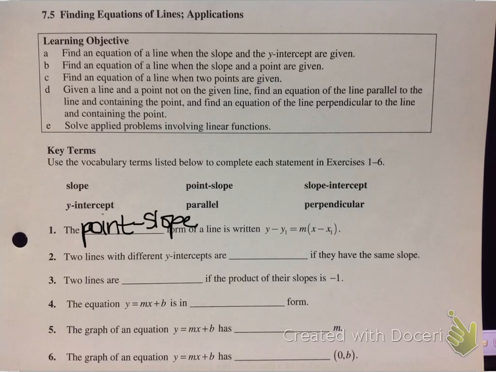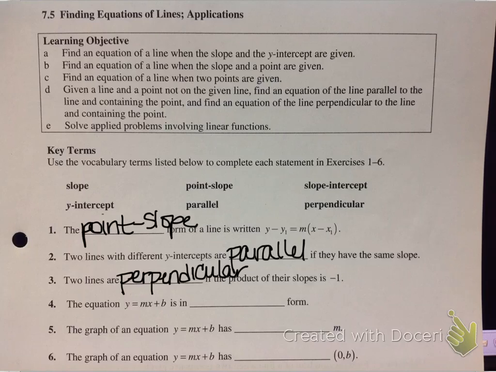Two lines with different y-intercepts are parallel if they have the same slope. It's important to say different y-intercepts because if they were the same y-intercept, they'd be the same line. So the different y-intercept, same slope are parallel lines. Two lines are perpendicular if the product of their slopes is -1 or if their slopes are negative reciprocals of one another.